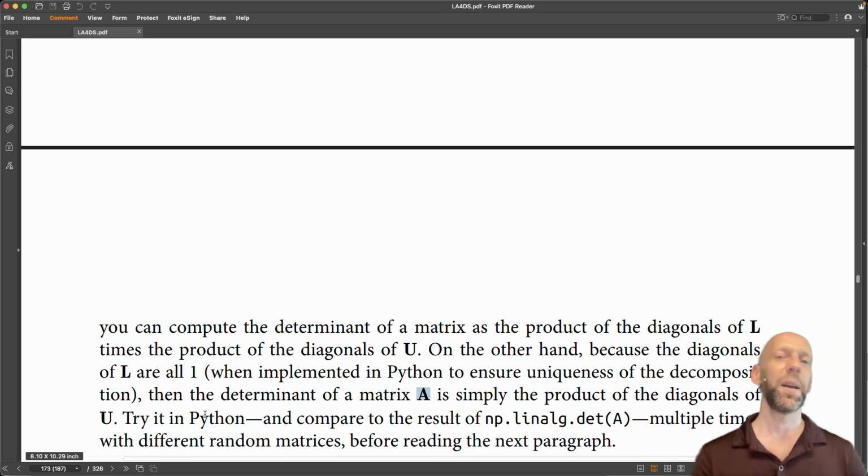With that as background, what I want you to do in Python is construct a matrix, take its LU decomposition, compute the product of the diagonals of U, and then compare that to the result of numpy.linalg.det, the linear algebra module function for computing the determinant. Then repeat it multiple times for different random matrices, and then I say, before reading the next paragraph. There is more to this exercise, but first I'm going to switch to Python, show you this code, and have a bit of a discussion about it, and then we'll come back to the rest of this exercise in the book.